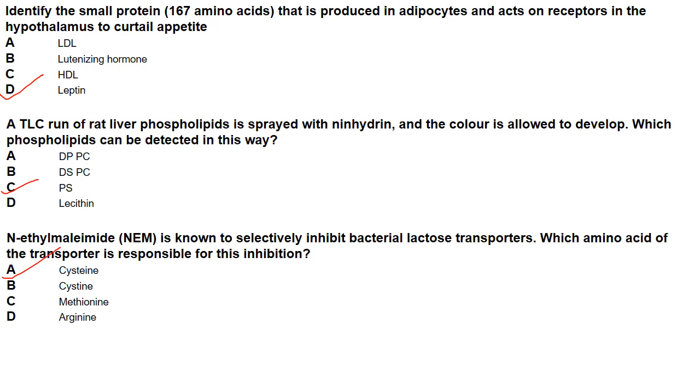The next one. N-ethylmaleimide is known to selectively inhibit bacterial lactose transporters. Which amino acid of the transporter is responsible for this inhibition? So N-ethylmaleimide is reactive towards thiols and commonly used to modify cysteine residues in proteins and peptides. So the answer is option A, cysteine.